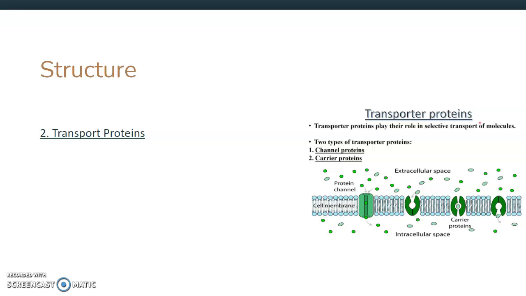Our second important structure is what are called transport proteins. Our transport proteins help transfer nutrients and molecules in and out of the cell.